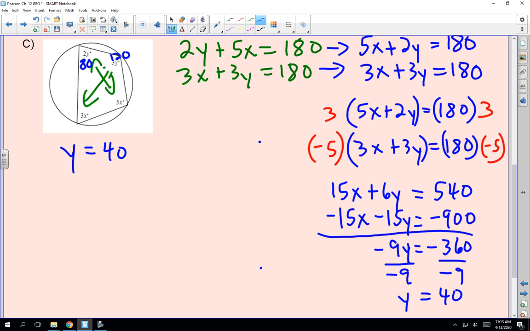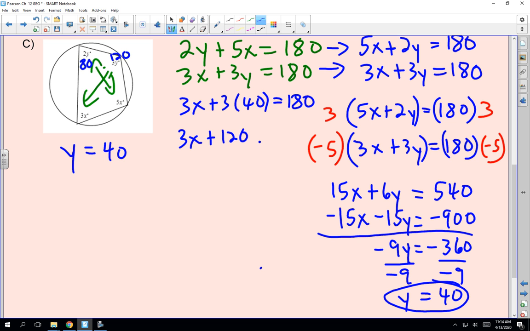So, different ways you could do this. You can finish your algebra over here for your system, plug in 40 into one of the original equations. I could plug in 40 up here, take 3x plus 3 times 40 equals 180. That's one way to do this. 3x plus 120 equals 180. Subtract 120 from each side. So 3x equals 60. Divide by 3. X equals 20. So that would be one way.